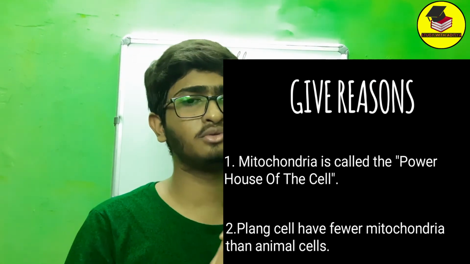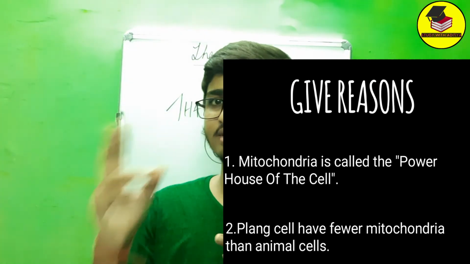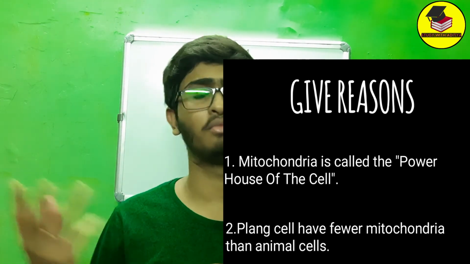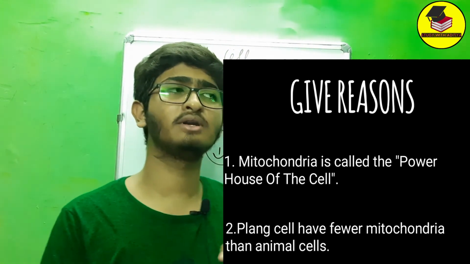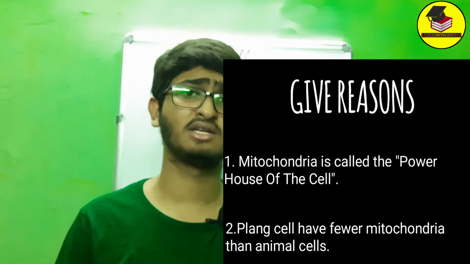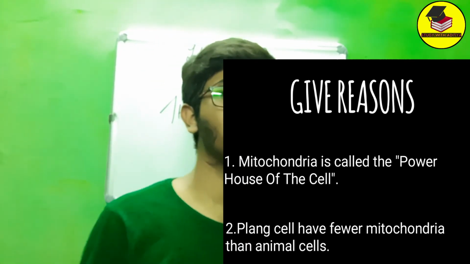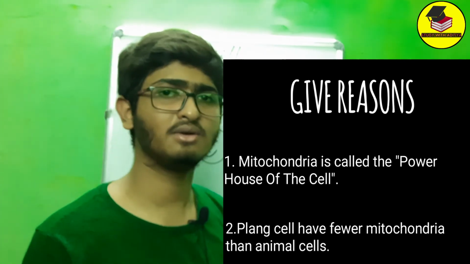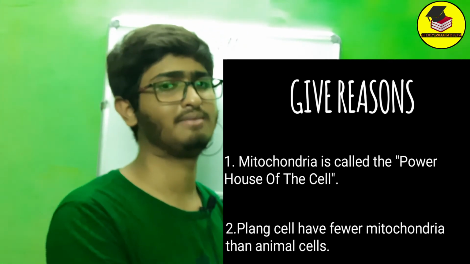That's why I used to speak out reasons, because for reasoning, certain things have two or more points. Second thing, very important, plants don't have to perform locomotion, so their energy requirement is very less. So plant cells have very less mitochondria compared to an animal cell.